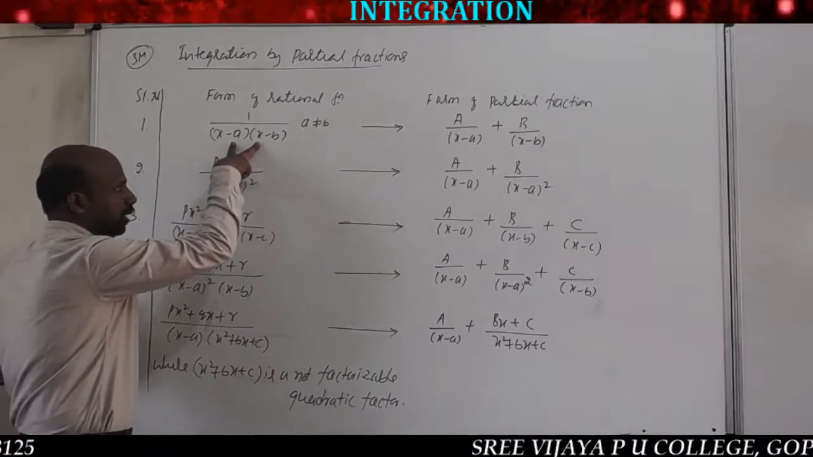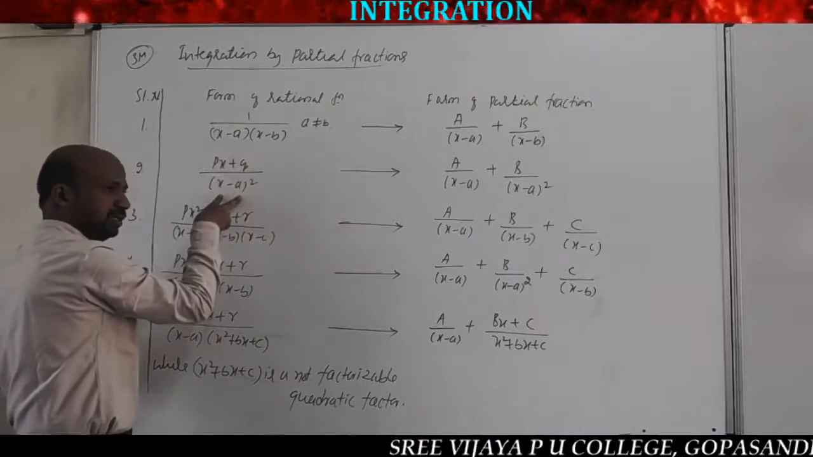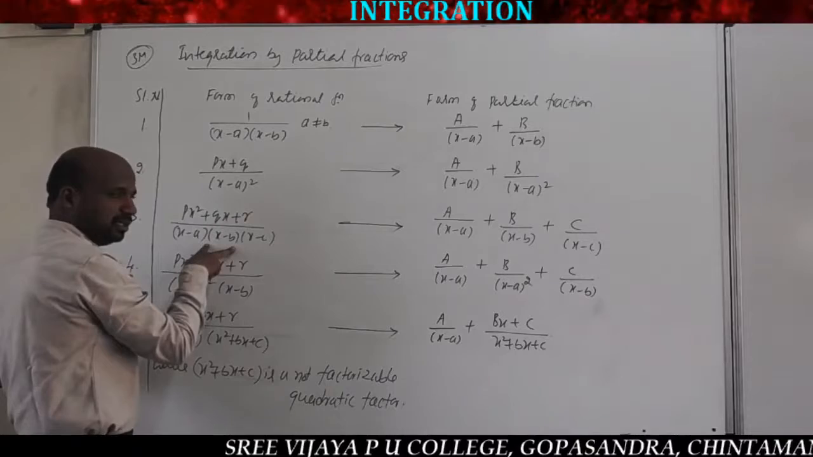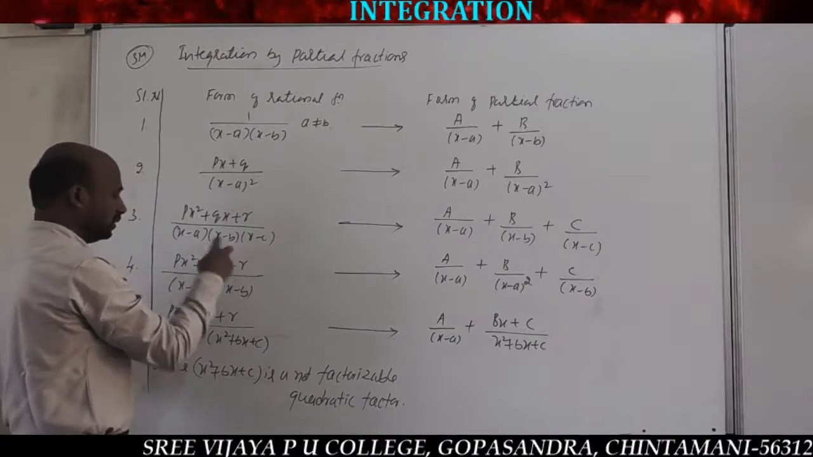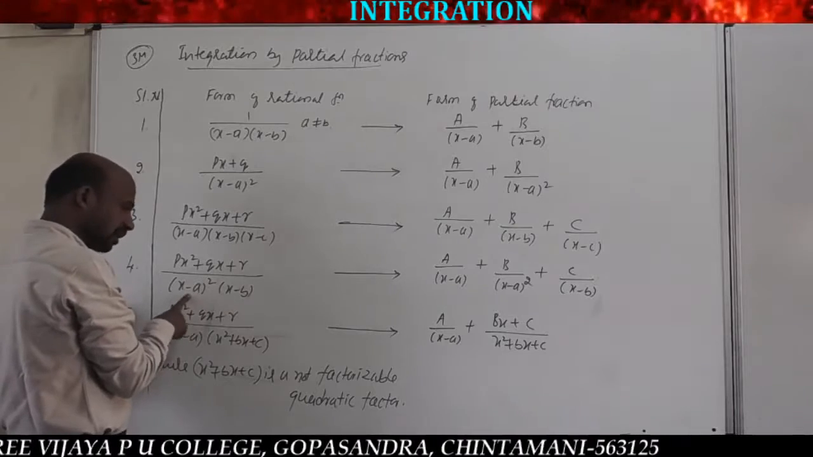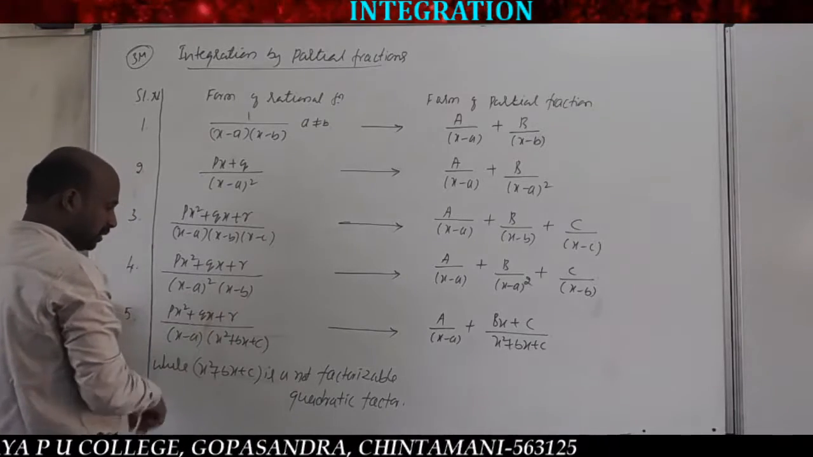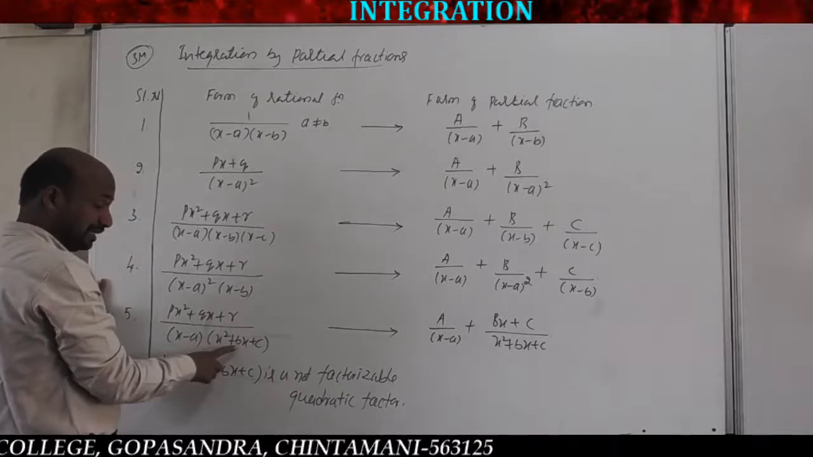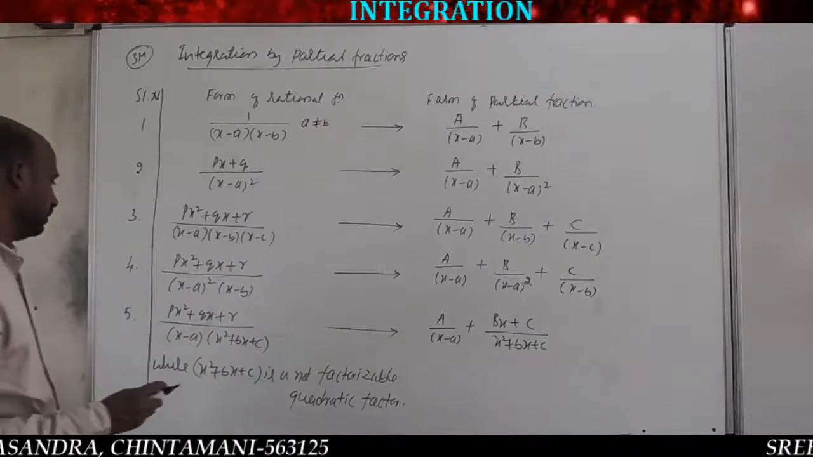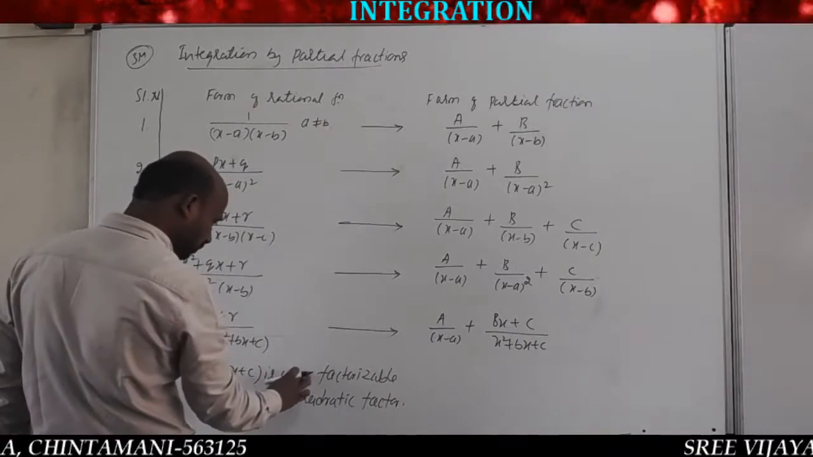Denominator contains non-repeated linear factors. Denominator contains a repeated linear factor. Denominator contains non-repeated linear factors. And again, here x minus a is repeated twice. Repeated linear factor, non-repeated linear factor. So again, non-repeated linear factor, and this one is a non-factorizable quadratic factor.